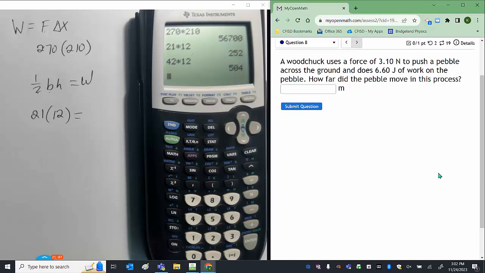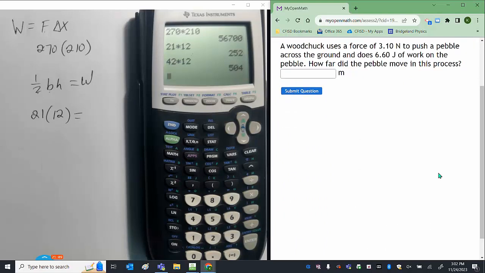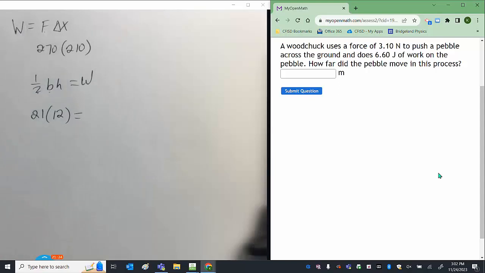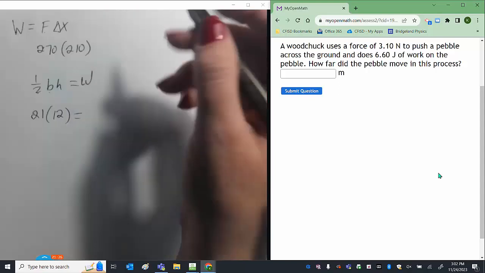All right, this is question number 8. It says a woodchuck uses a force of 3.10 newtons to push a pebble across the ground and does 6.60 joules of work on the pebble. How far did the pebble move during this process? Again, it's the same equation. We're just giving you different pieces of information now. Now they're telling you the work that's being done.